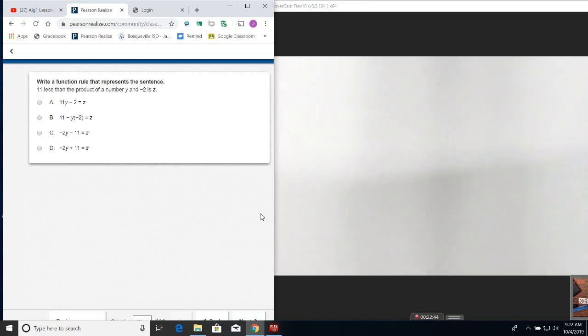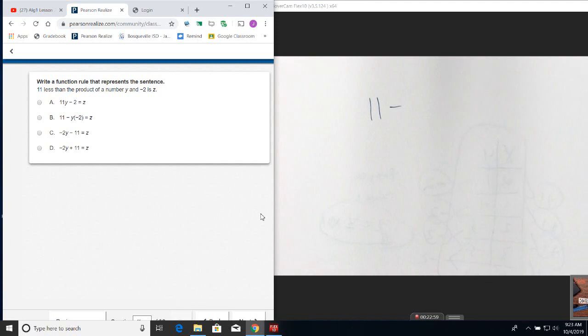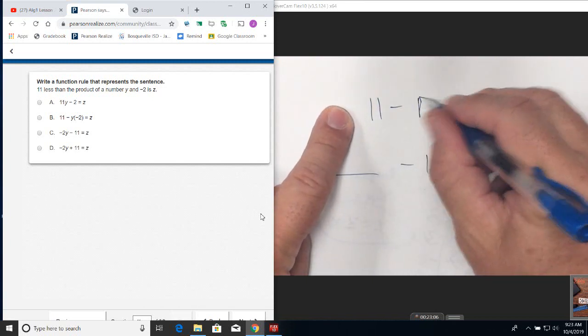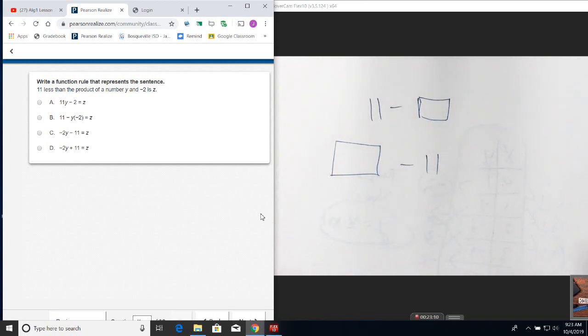It says 11 less than the product of a number y and negative 2 is z. So if it's 11 less than something, is that going to be 11 minus, or is it going to be 11 taken away from something? So is it some number minus 11? What do y'all think? Is it 11 minus some number, or is it some number minus 11? Yeah, you're taking 11 away from something. So what am I taking 11 away from? It's 11 less than the product.